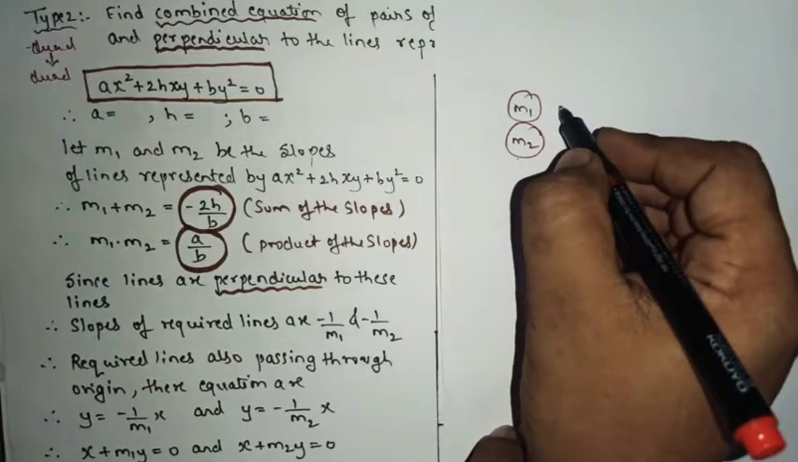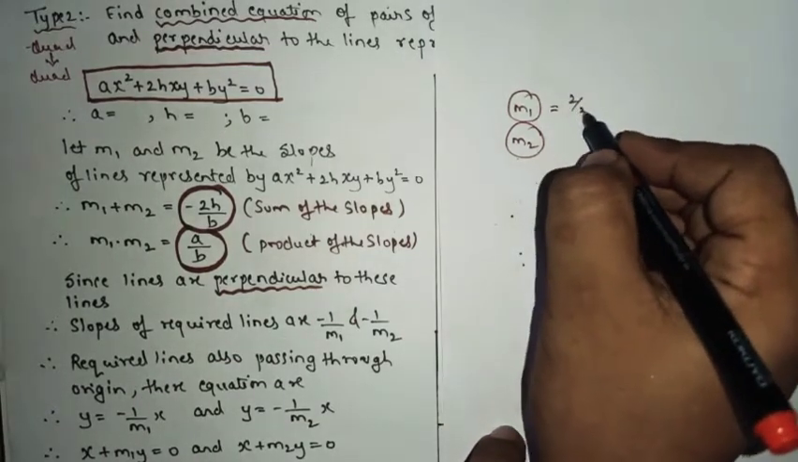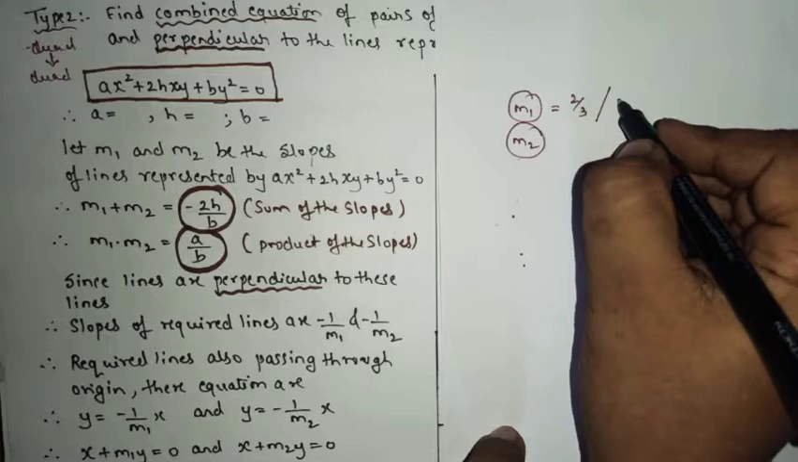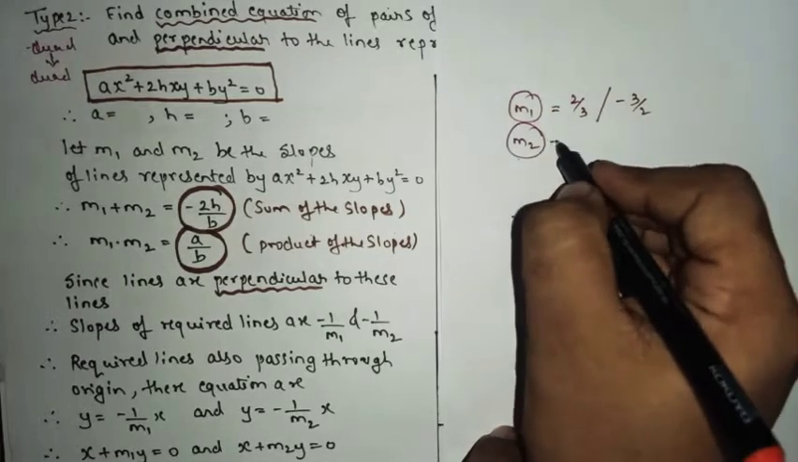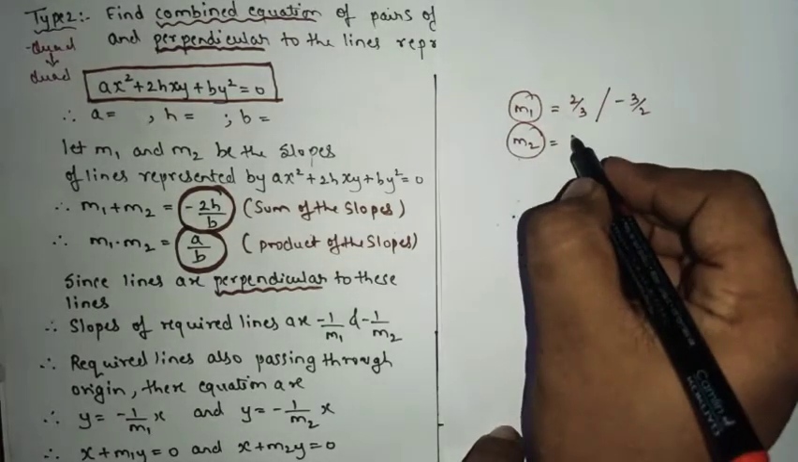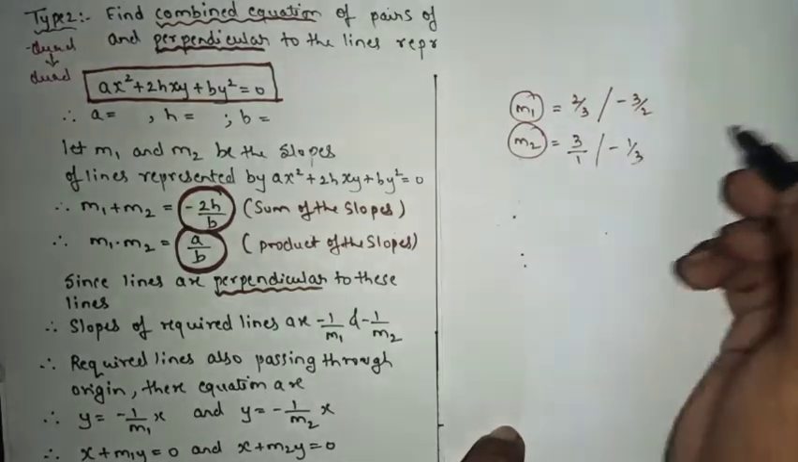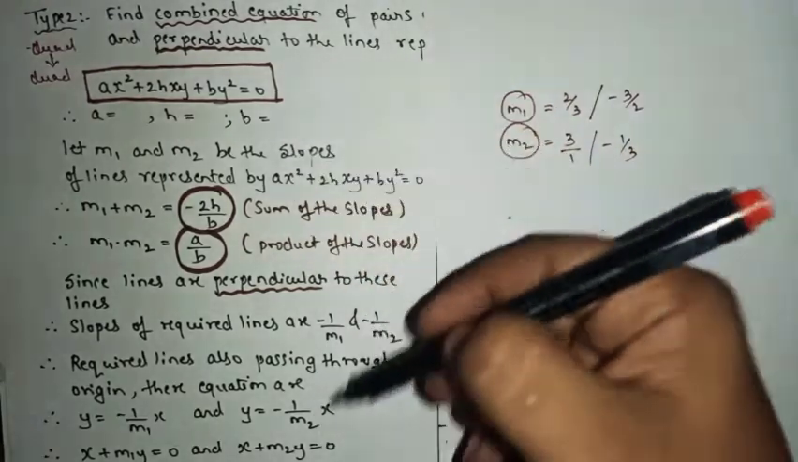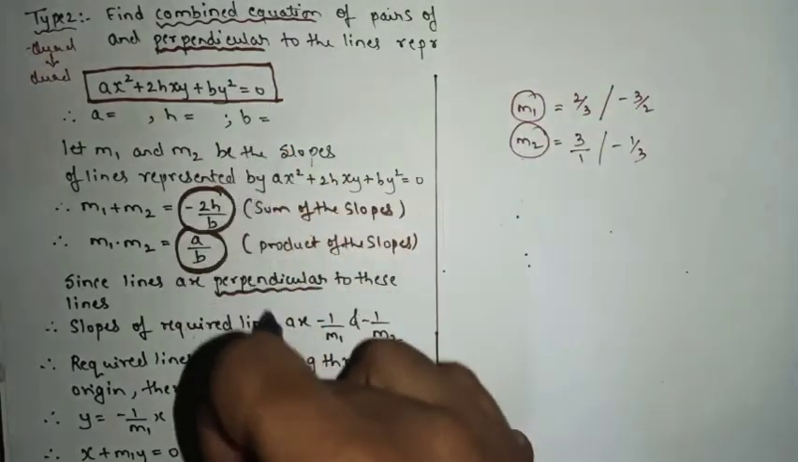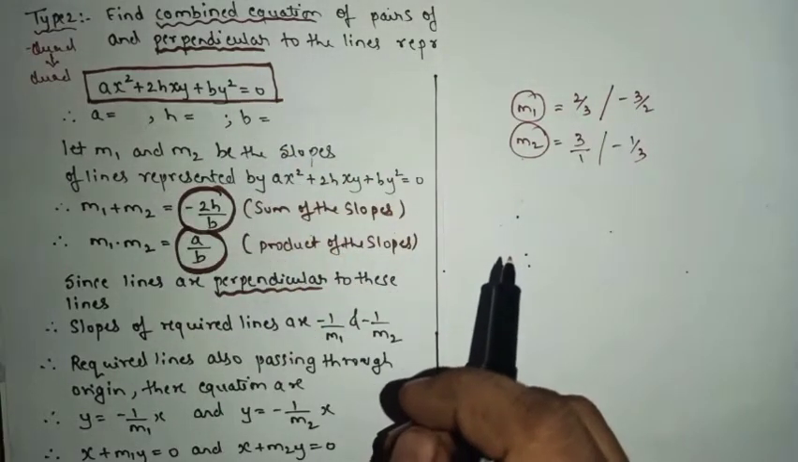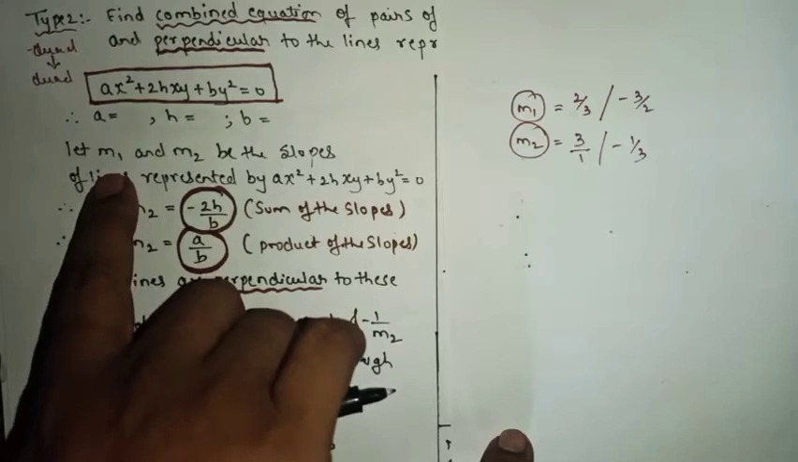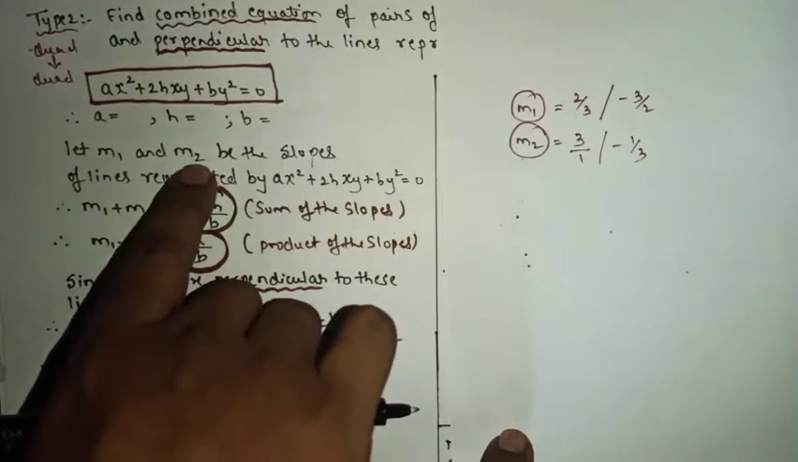But suppose here the value is 2 by 3, so its reciprocal will be what? Minus 2 by 3. For m2, suppose it is 3 by 1, so the answer will be what? Minus 1 by 3. But for this sum, when you use method number 1, here we don't have the value of m1 and m2.